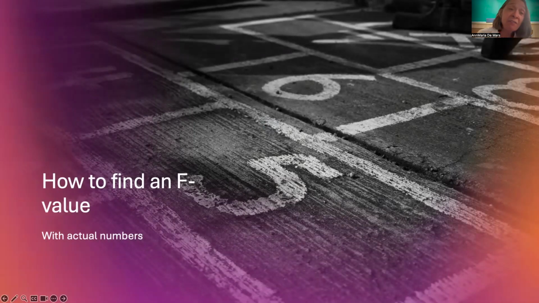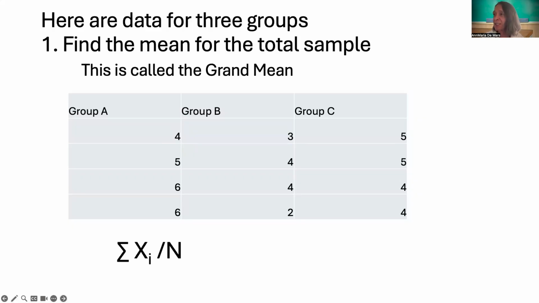Okay, how do you find an F value using actual numbers and an actual example? Let's check this out. So here's some data for three groups. Obviously, in a real study, you probably have a lot more than four per group, but we're going to use a small sample.